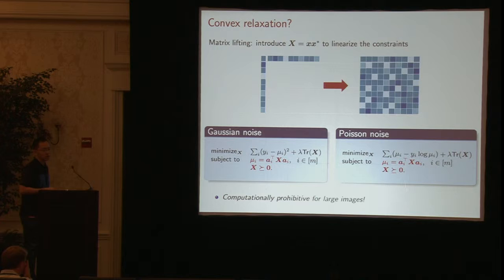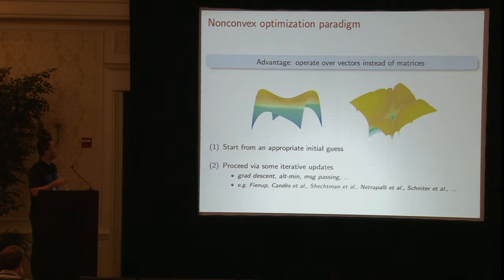But as you have seen in the last talk, there seem to be other methods that can deal with it. Maybe if we just look at those standard methods, they seem to be computationally too expensive if we want to work with real images. Okay, so in this talk, I'll just focus on the non-convex optimization paradigm.